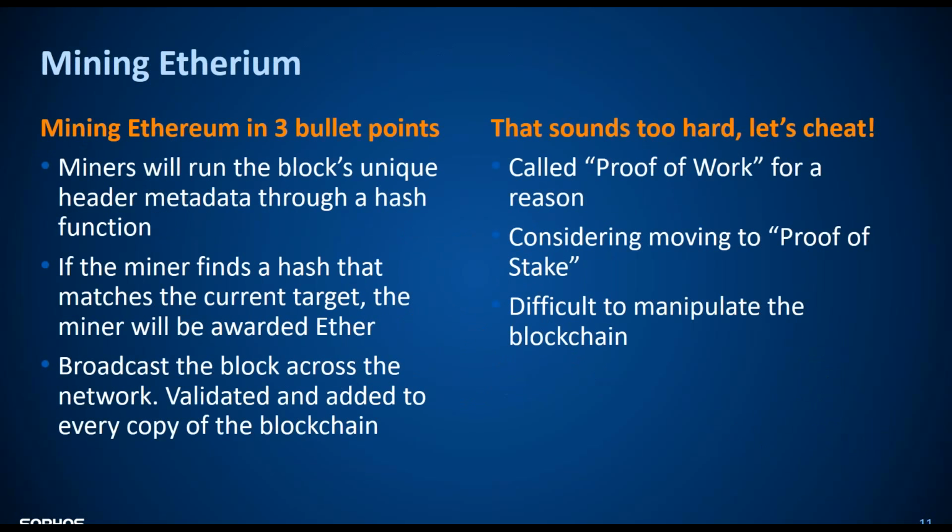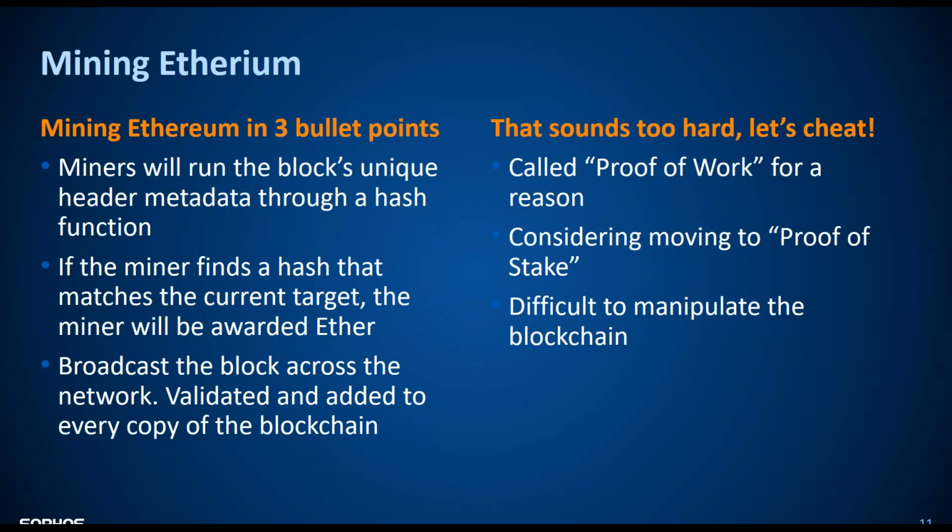So let's talk a little bit about mining Ethereum. So Ether, you have basically 3 bullet points when it comes to mining this cryptocurrency. We are choosing this cryptocurrency here because it's a little bit easier than Bitcoin. Bitcoin is a little bit more complex and takes a little bit more time, while Ether is mined a little bit faster. So first, miners will run the block's unique header metadata through a hash function. This is the highly complex mathematical function that I will have to do to earn cryptocurrency. And if the miner finds a hash that matches the current target, the miner will be awarded an Ether.